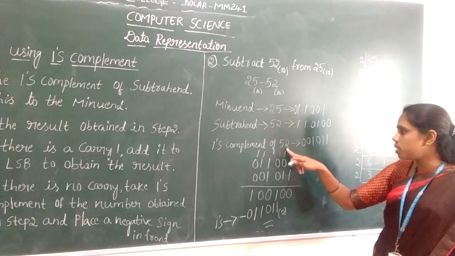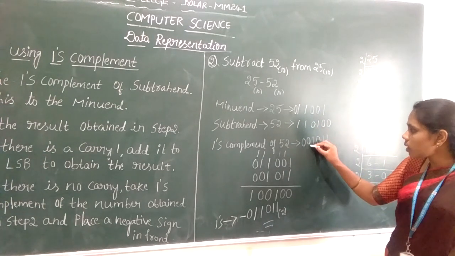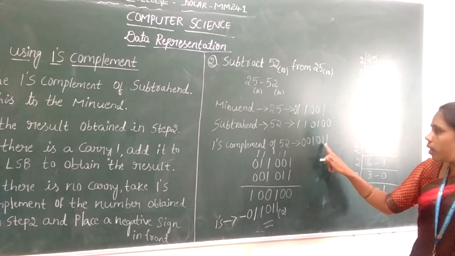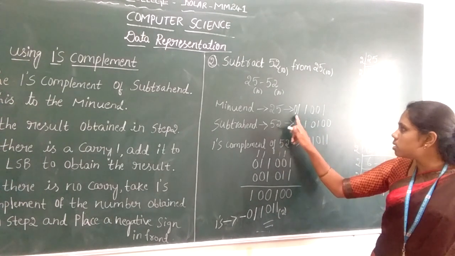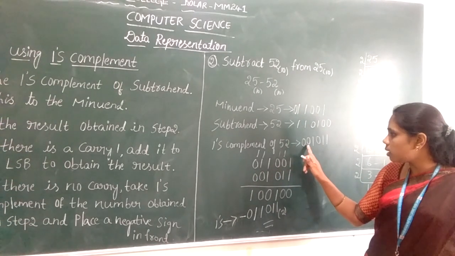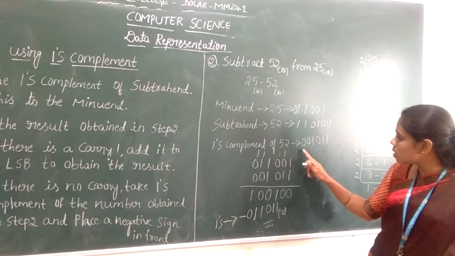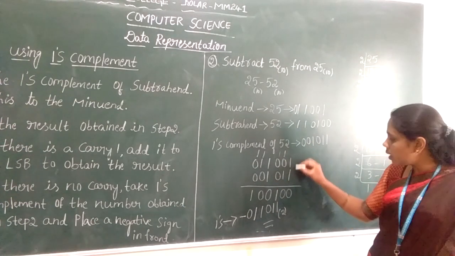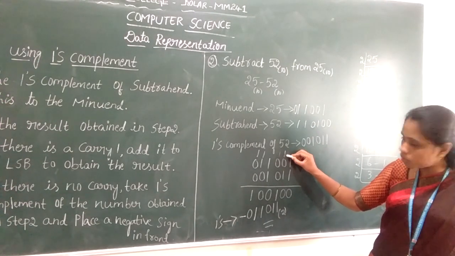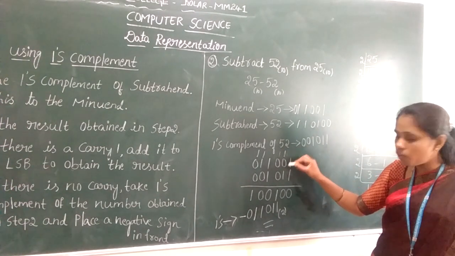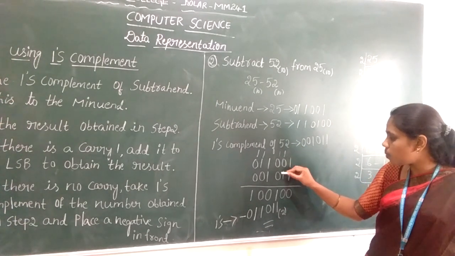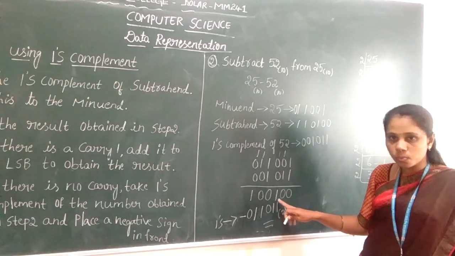Now the ones complement of this 52 is 0 0 1 0 1 1. Now add this ones complement to this minuend. The minuend is 0 1 1 0 0 1. Add to this the subtrahend's ones complement, that is 0 0 1 0 1 1. Add these two values. 1 plus 1 is 0. Carry 1 to the next position. 1 plus 0 is 1. 1 plus 1 is 0 and 1 is carried to the next position. 1 plus 0 is 1, 0 plus 0 is 0, 0 plus 1 is 1.